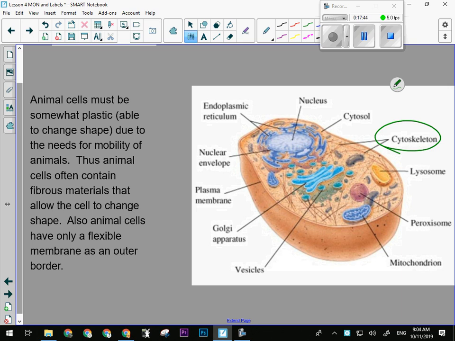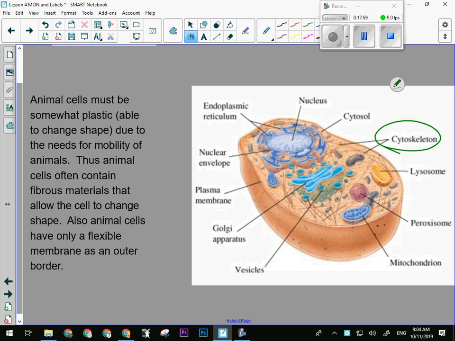So animal cells often contain fibrous materials. That would be the cytoskeleton, that allows the cell to change shape. Also, animal cells have only the flexible membrane as their outer border. So those are some of the characteristics of the cells of a chemoheterotroph.